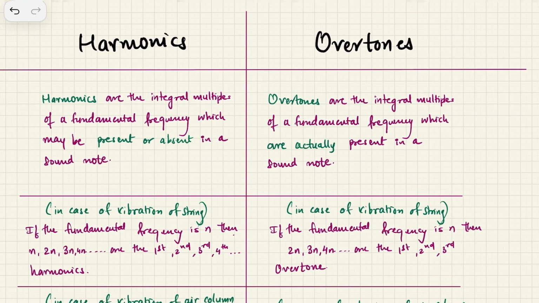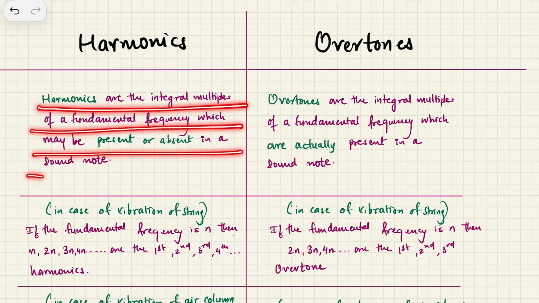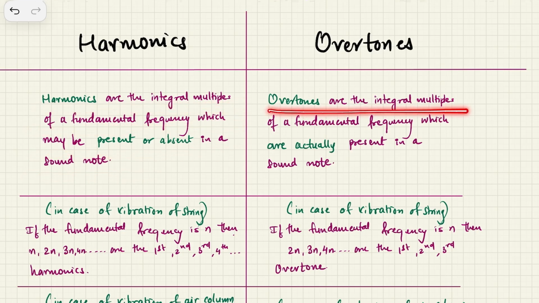So let's just see. A harmonic is an integral multiple of a fundamental frequency which may be present or absent in a note. An overtone is also an integral multiple of the fundamental frequency, but one which is actually present in a note.